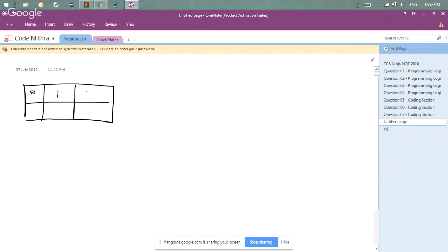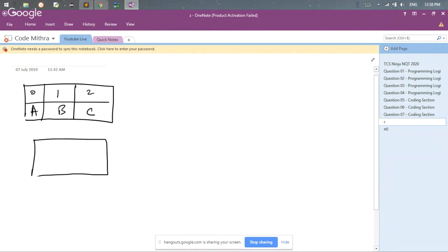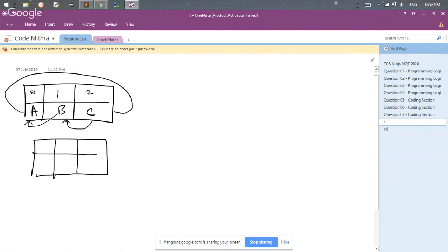Okay, array index is 1, 2, and then here you have A, B, C. If you do an array rotation 1 time left, now you need to print the array elements in the order. So 1 time left if you rotate, now B will go here, C will go here, and then A will go here. It will become B, C, A.